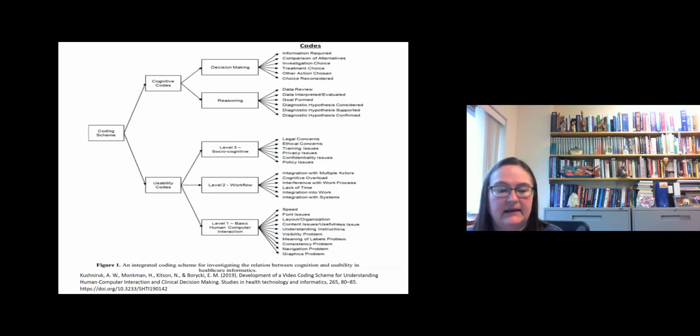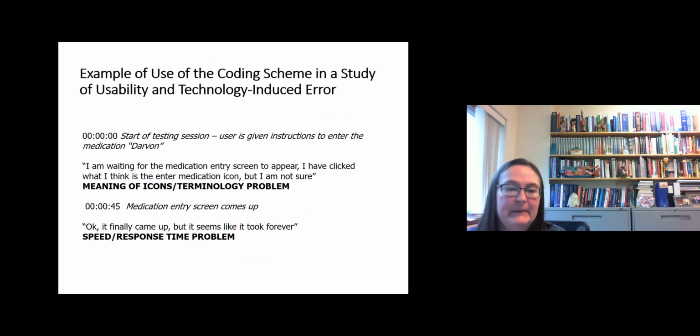Here is an example of a coding scheme that we've developed with our work, looking at the relationship between varying aspects of human-computer interaction, workflow, socio-cognitive aspects of system interaction, reasoning, and also decision-making. As you can see, there are both cognitive codes as well as usability codes that fall into those buckets. And here's an example of a coding scheme in use.